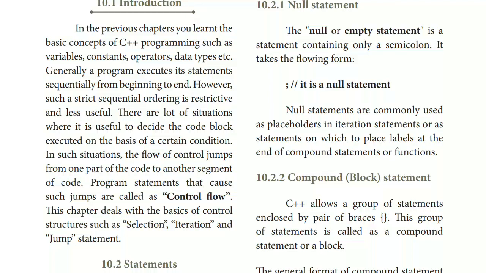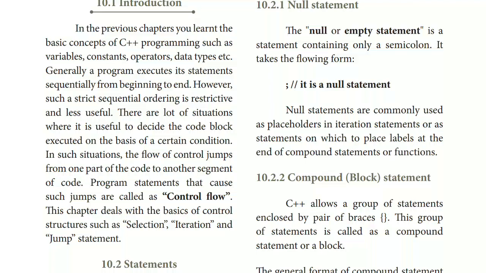There are a lot of situations where it is useful to decide the code block execution based on a condition. So you can skip some statements if you don't need them. If the value changes in a particular variable, then you can skip, or a particular statement can be executed. All these things can be controlled by using flow control.